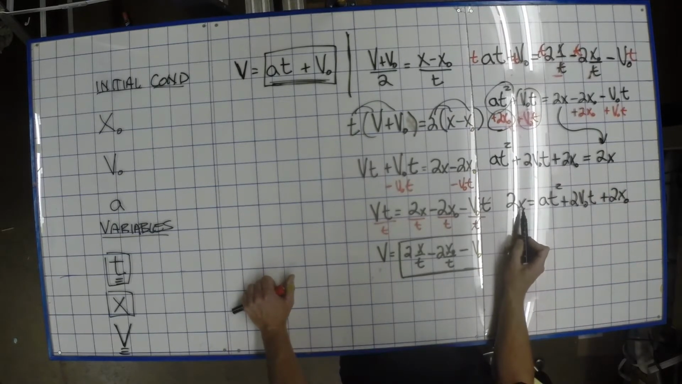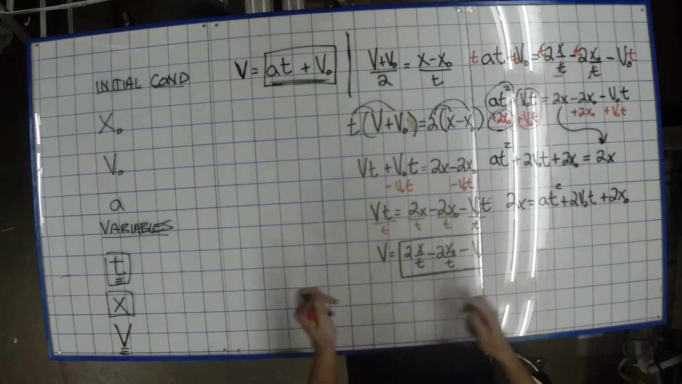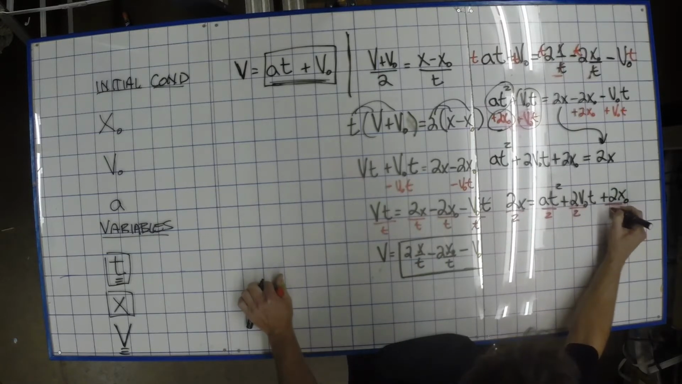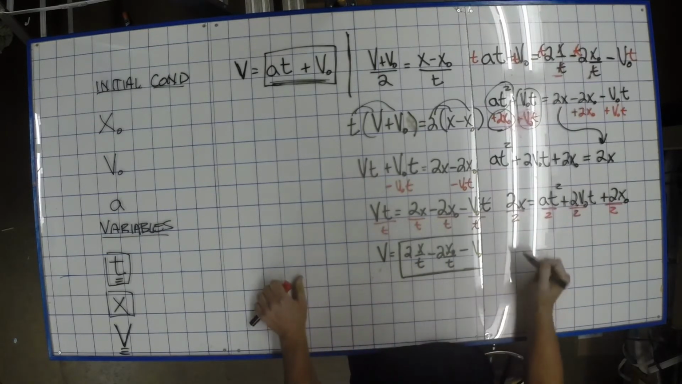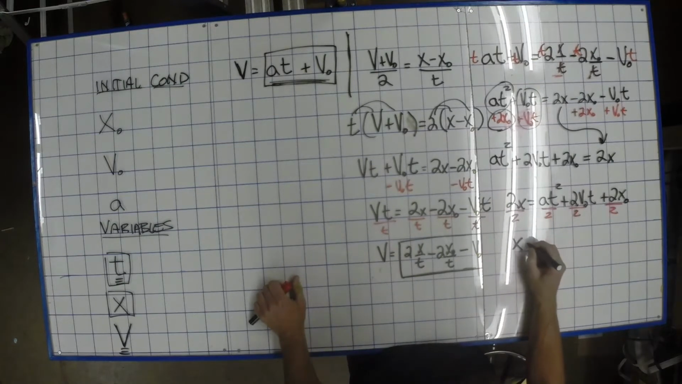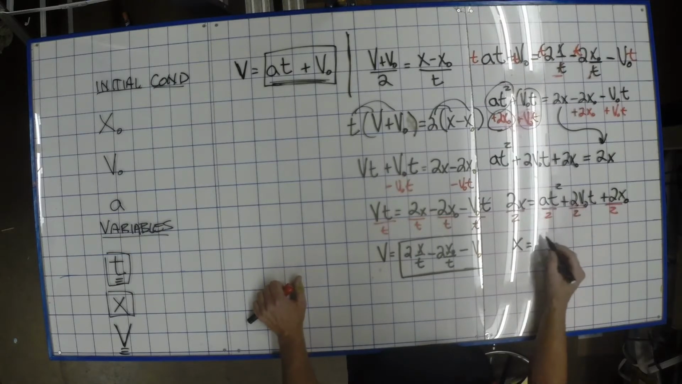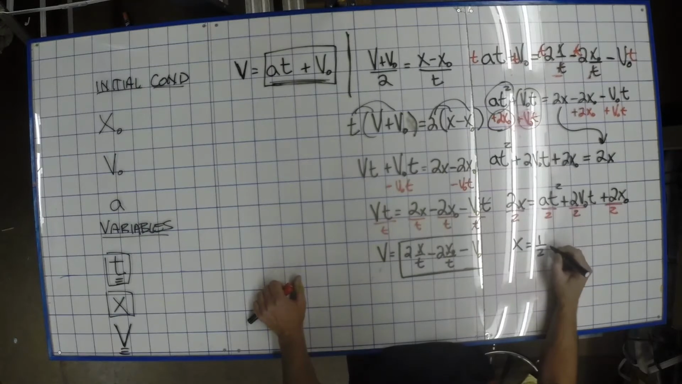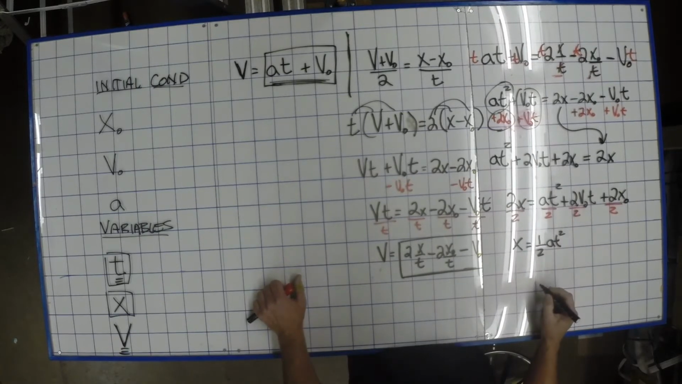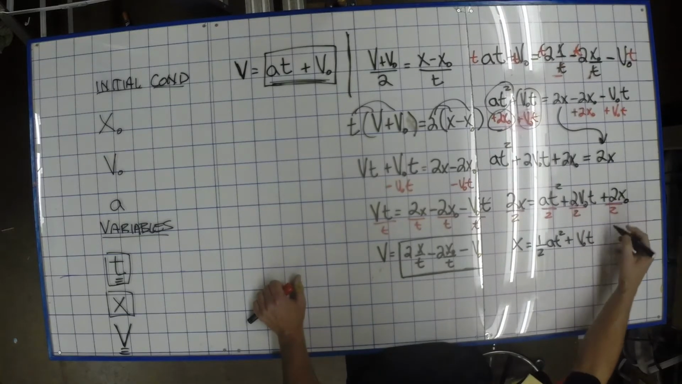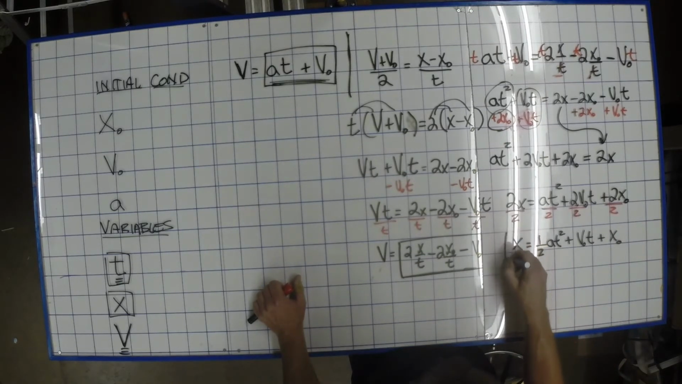The last thing I have to do to get x by itself is divide everything by 2. When I do that, it's going to cancel over here, and I'm going to have x, which is what I wanted. Over here, I have a times t squared divided by 2. Another way of saying that is half of a t squared. Same deal. Here the 2's cancel, and I end up with just v0t. And here the 2's cancel, and I end up with x0. And this is our second kinematic equation.